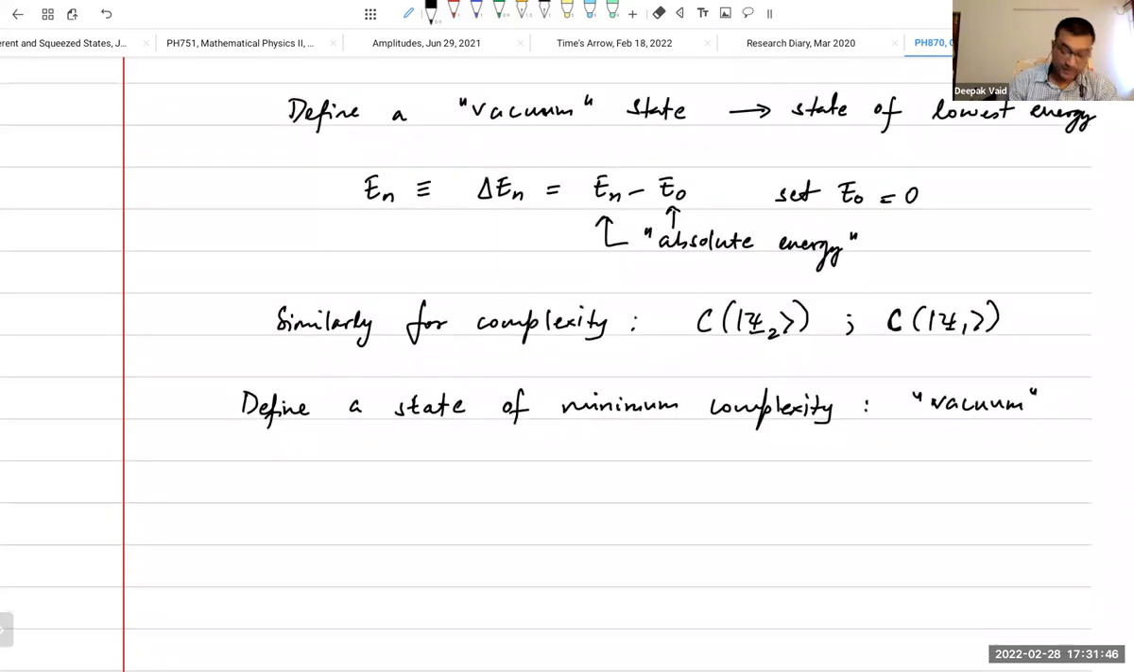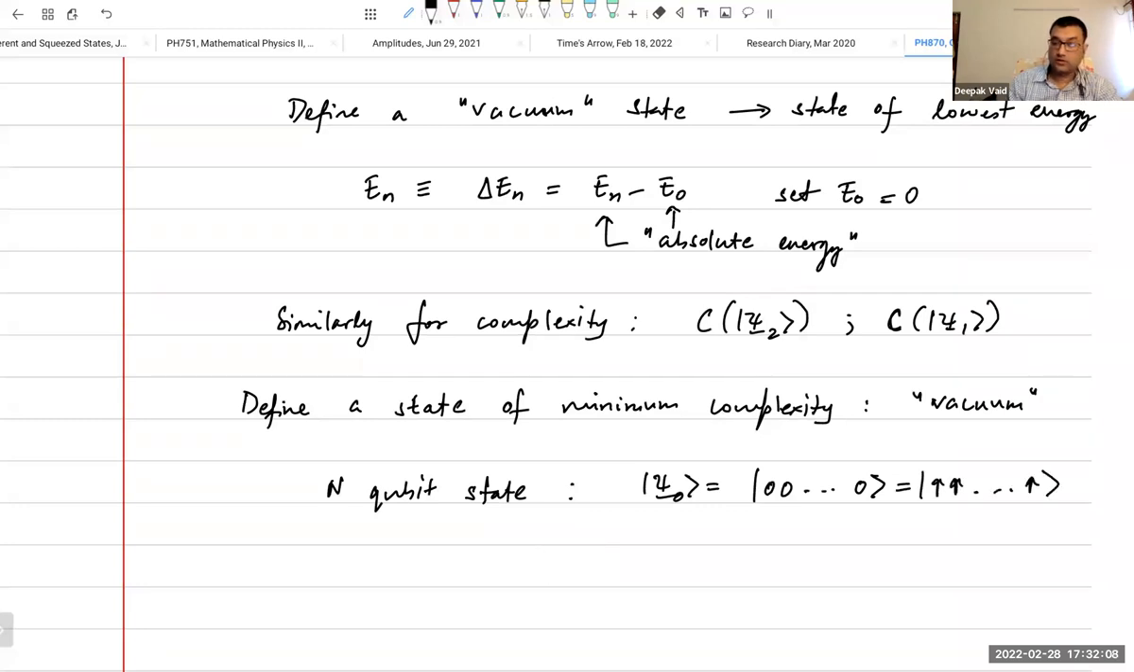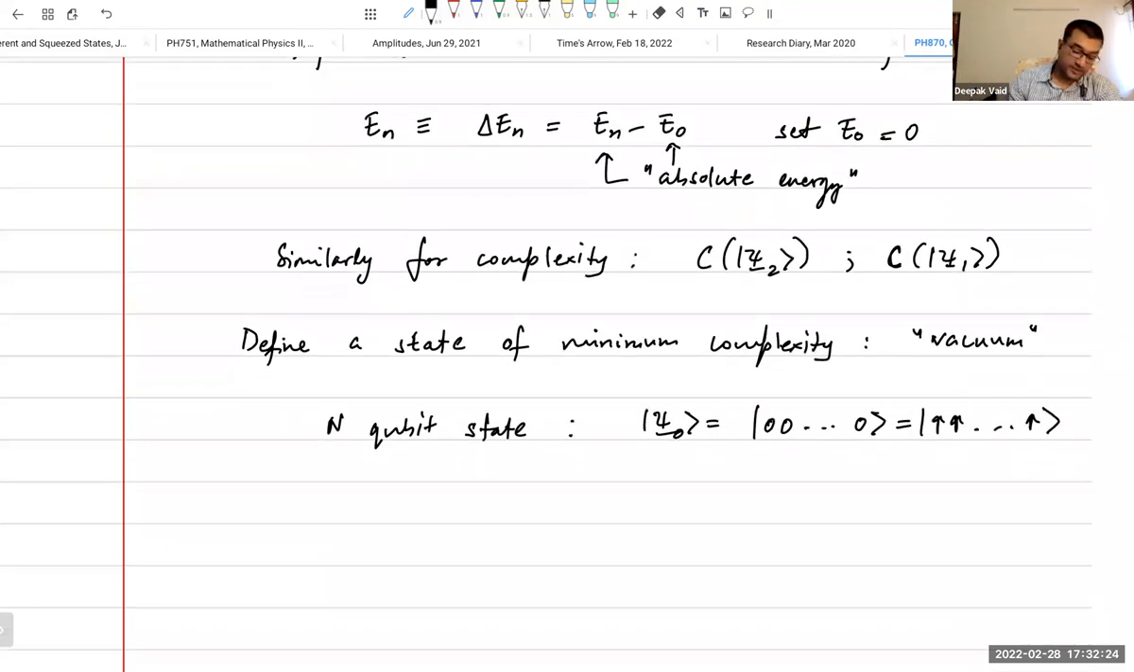So for the n qubit case, for the n qubit state, we can define this state to be just the state which consists of all zeros, or we can also write it as all up spin. Again, I'm saying that zero corresponds to an up spin and one corresponds to a down spin. That is also convention. It doesn't have to be that way, so just keep in mind this is a convention.